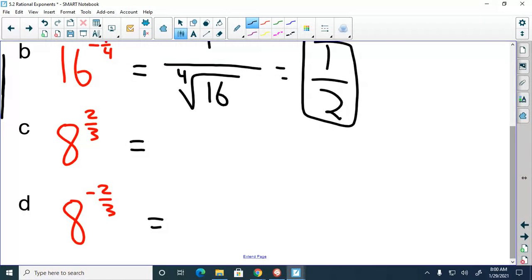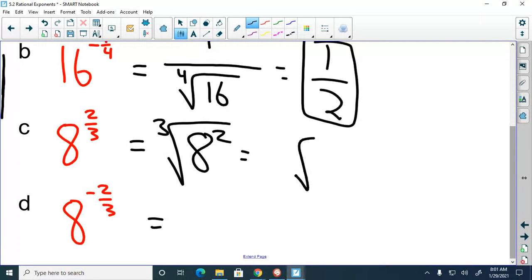All right, even. 8 to the 2/3. What's going on with that? It's going to be 8 squared under the cube root. We could do 8 squared and then take the cube root, or we could do the cube root of 8 squared. Now, which one of these is going to work out a little bit easier for us? Cube root of 8 and then square it.